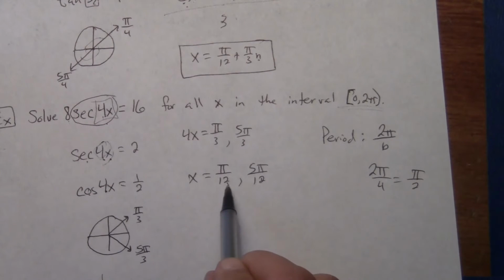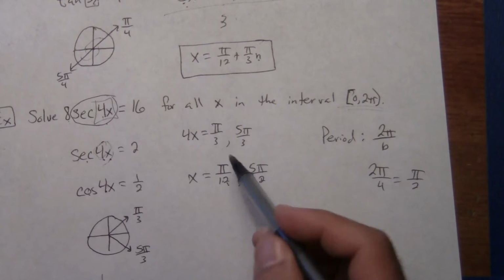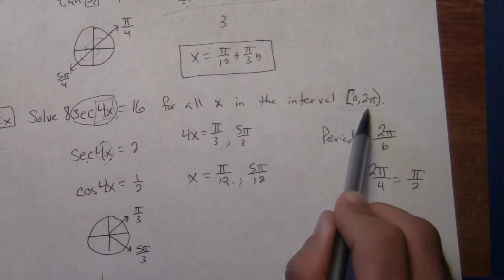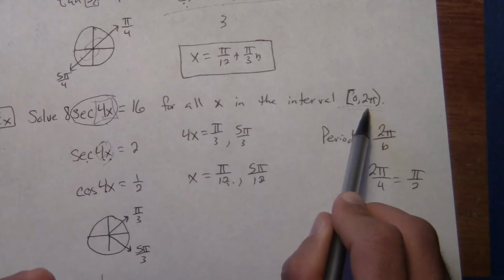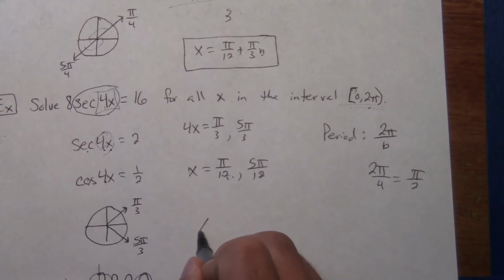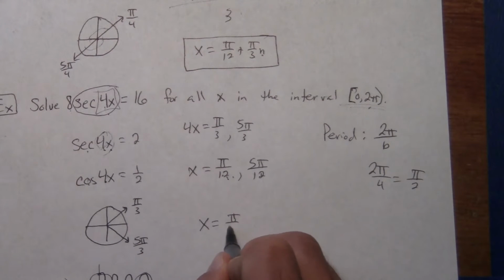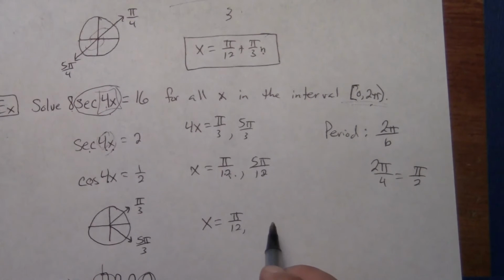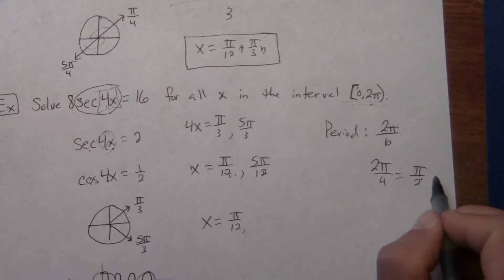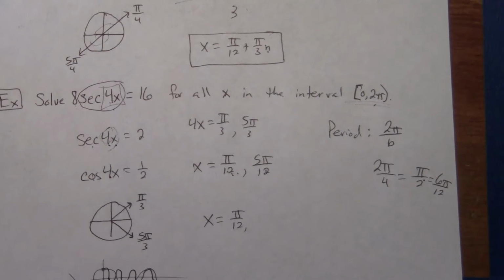Well, all you need to do is add pi over 2 to this over and over and over again until you reach 2 pi. So as soon as you write down the first number that's bigger than 2 pi, you know you've gone too far. So for example, I'm going to say x is equal to pi over 12. I'm going to ignore the 5 pi over 12 for now, and I'm just going to add pi over 2. Now you're going to want a common denominator, so I'm going to say that that's actually 6 pi over 12.